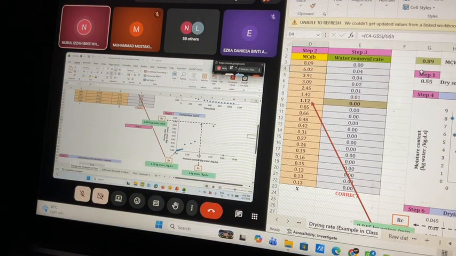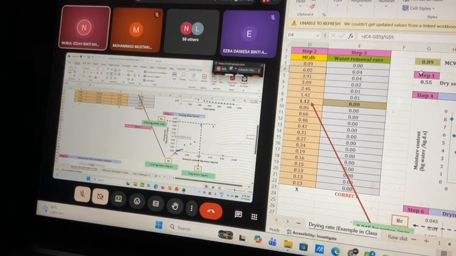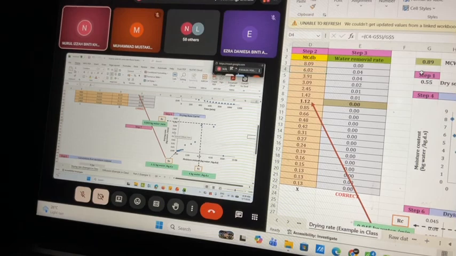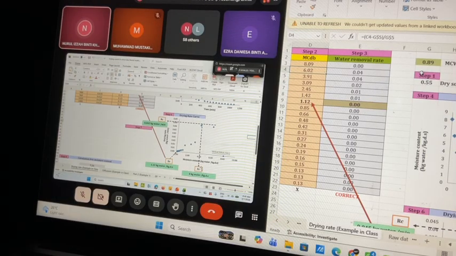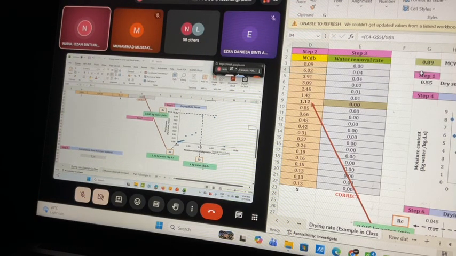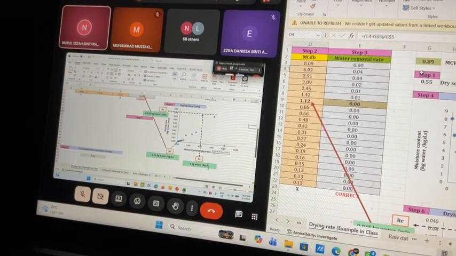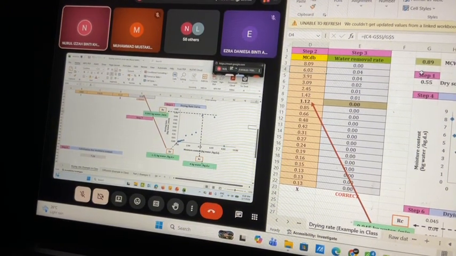Then the question also asks where the critical moisture content is. You can see here this is the moment where it changes from constant rate to falling rate. So this is your critical moisture content. You go to the x-axis at the bottom, and you find that the critical moisture content is 4 kilogram water per kilogram dry solid. So this is the answer for your critical moisture content.